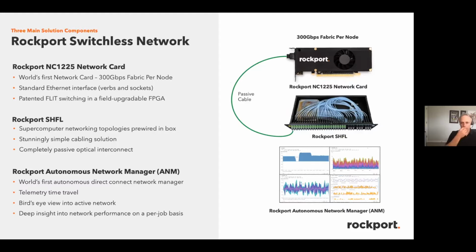We say that there's a three-step process to doing Rockport networking. Step one, plug a card in a server. Step two, plug a cable into the card. Step three, install the network manager, or ANM, autonomous network manager, easy for me to say. And essentially that is all that's needed.